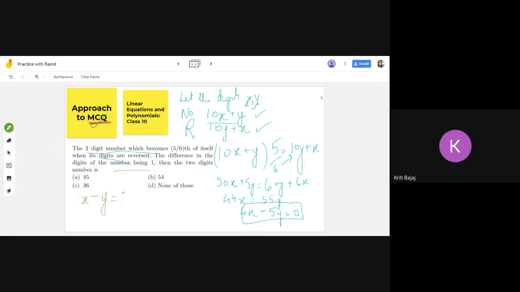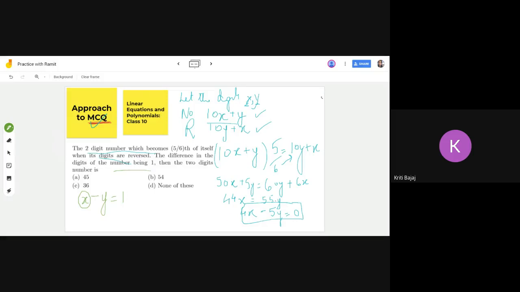And you know what? Actually, in this case, difference can be the other way around also. You do not know whether x is bigger or y is bigger. But the logic is that the tens place should be bigger, because we are getting 5/6 of the number on reversing, isn't it? So we take x minus y is 1. These are two equations, and now you very well know how to solve a system of linear equations, right?